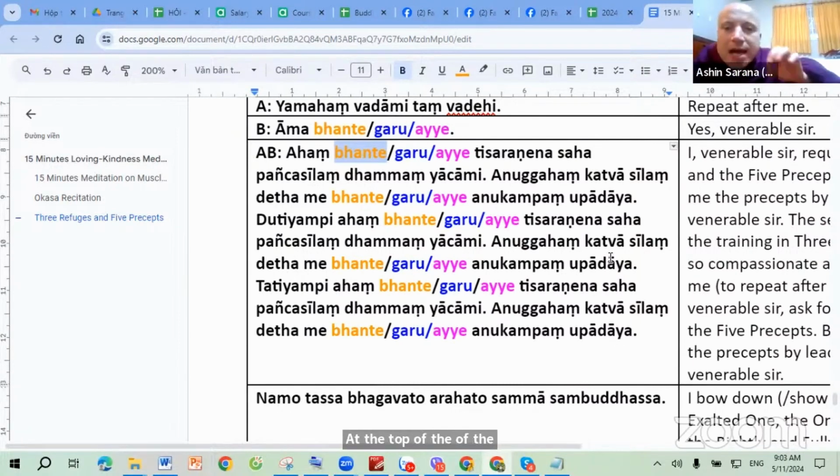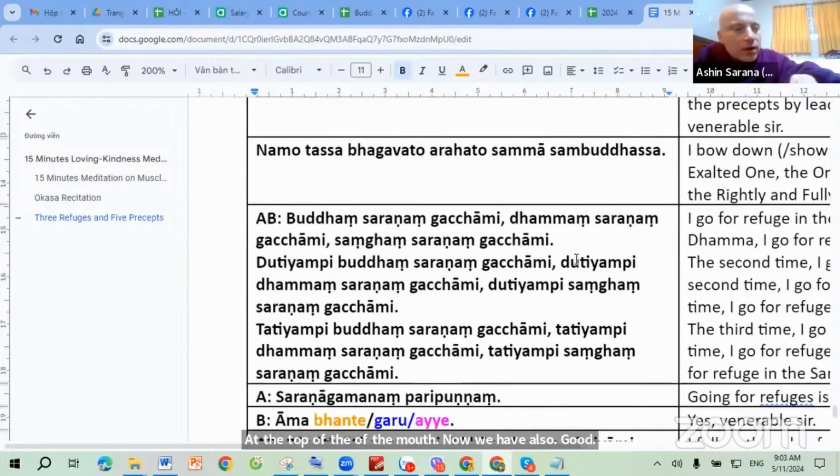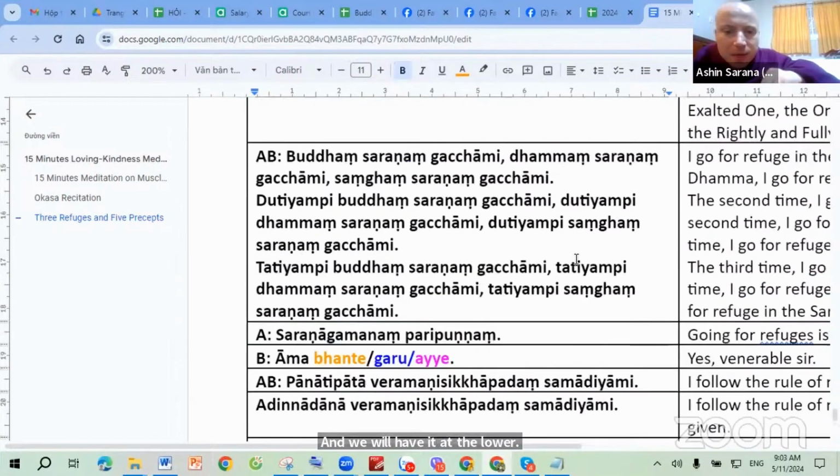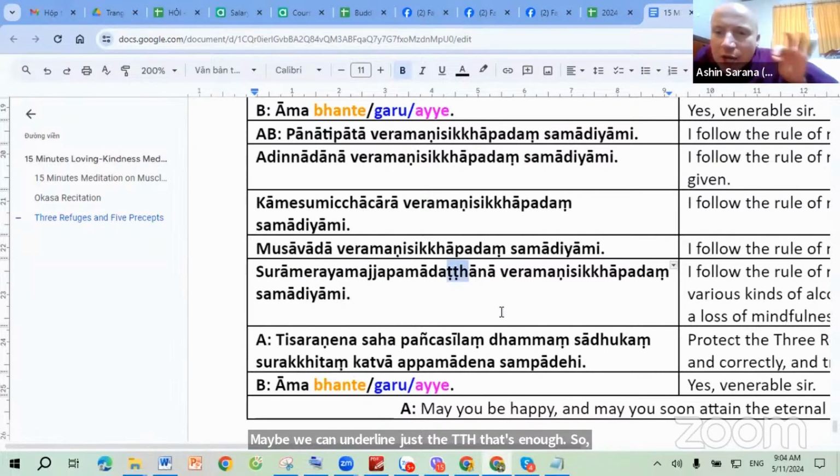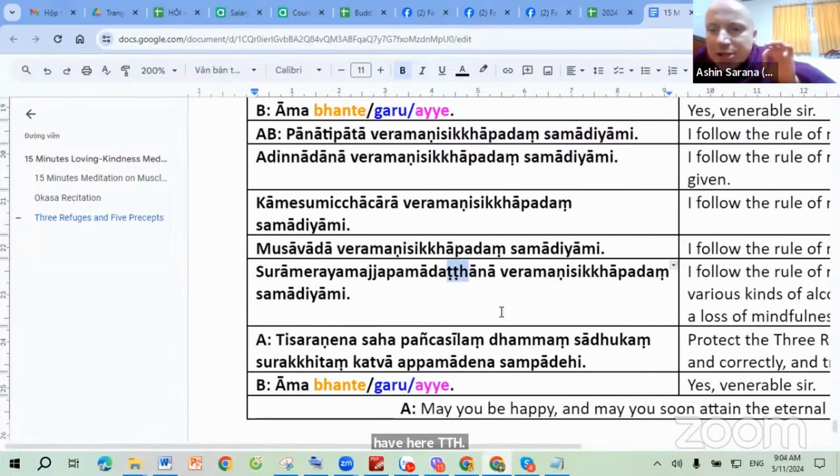Now we also have the sharp t, and we will see it in the text. Pamadatthana. We are at the fifth precept. So there you have Surameraya Majja Pamadatthana. Can you see the little dot below the t? Maybe we can underline just the tth. That's enough. So we have here tth. Do you see the little dot below the t? That dot below t says that this is the sharp t.